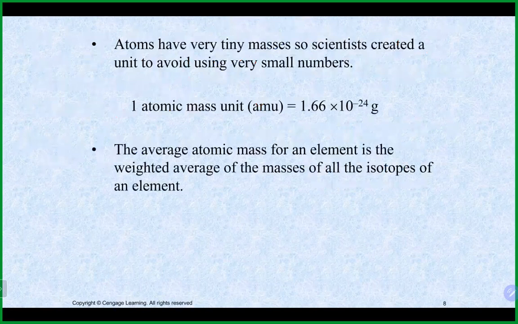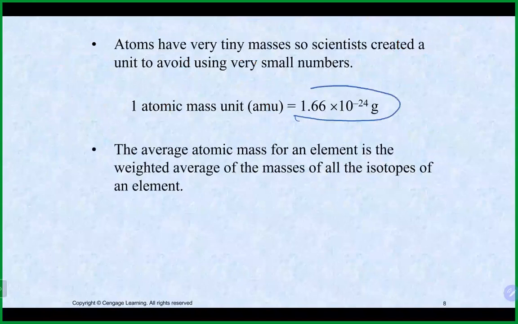So atoms are very tiny masses. The atomic mass unit in its equivalent form to a gram, as you can see, is 1.66 times 10 to the minus 24 grams. So 1 AMU is a very small amount of grams.